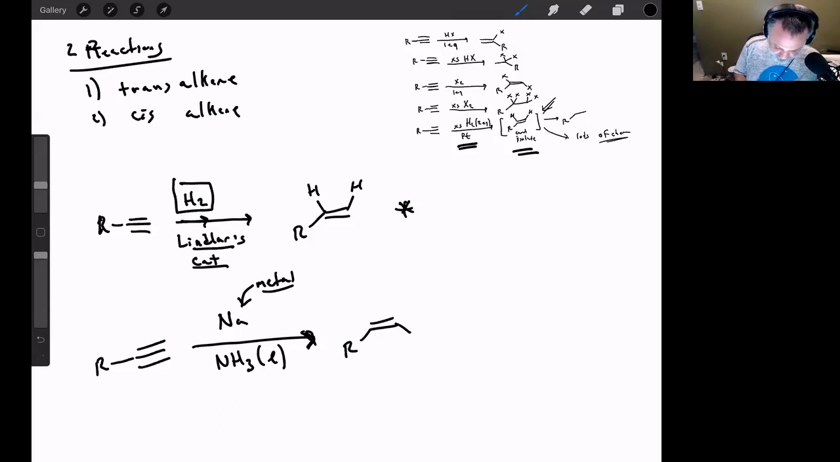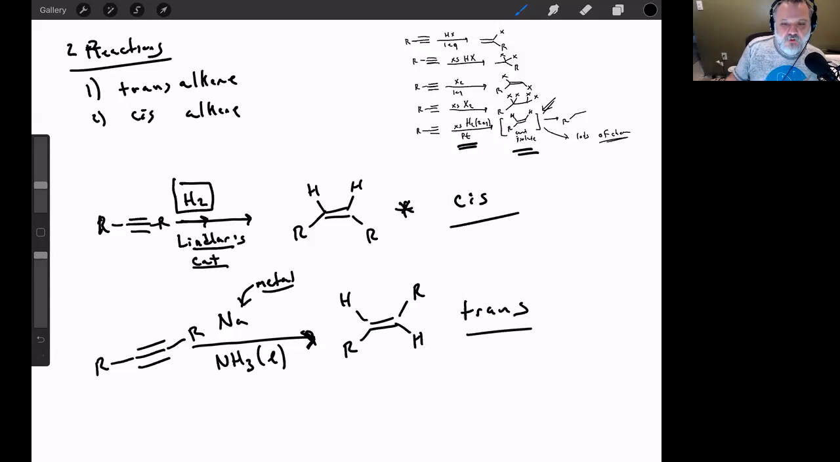So let me actually add another R group here. This one gets you cis, and this one gets you trans. You still reduce the alkyne, you reduce it only to an alkene, and you end up with a trans alkene.